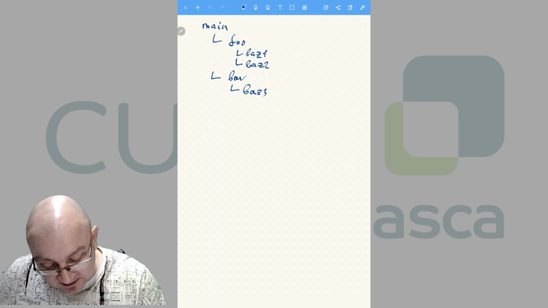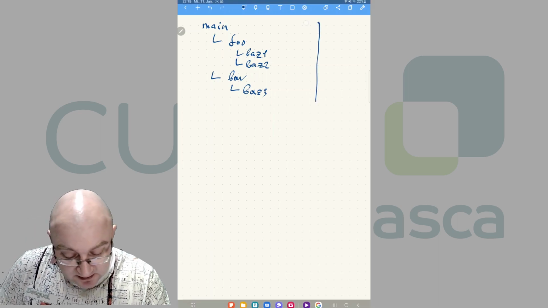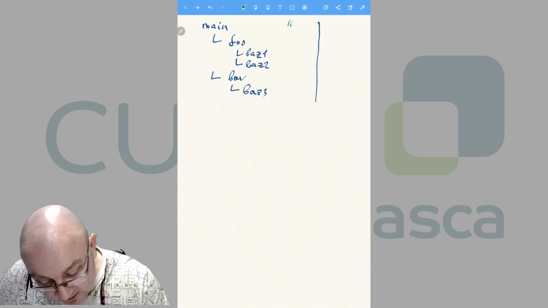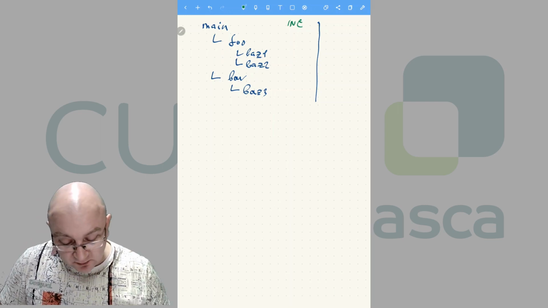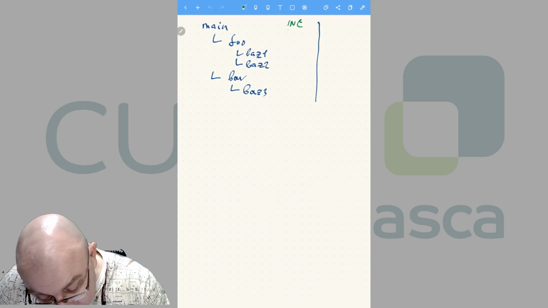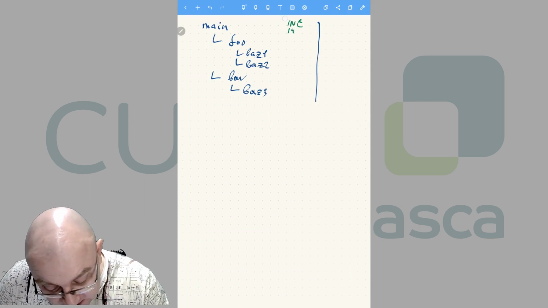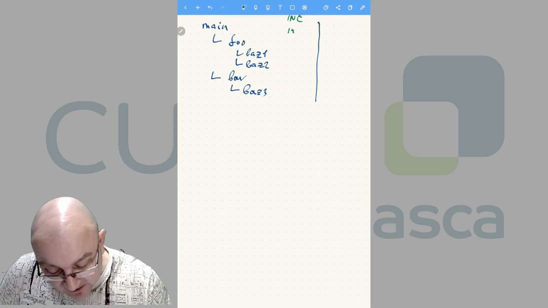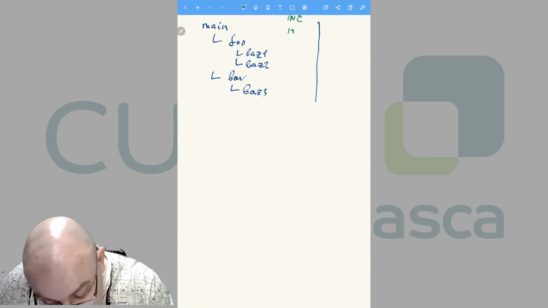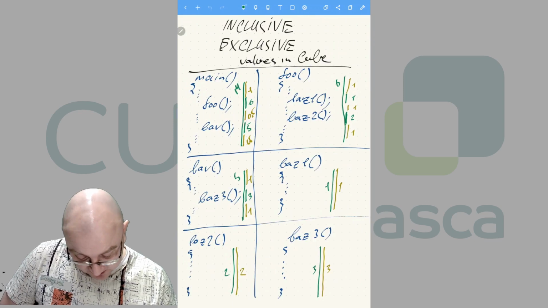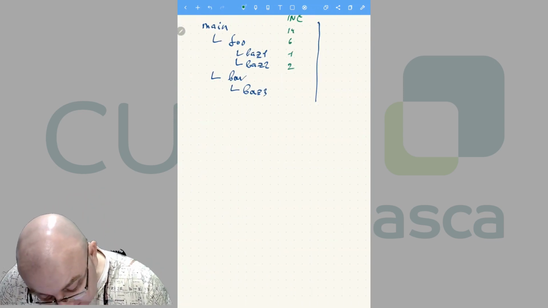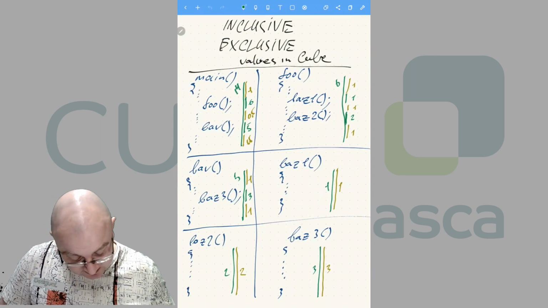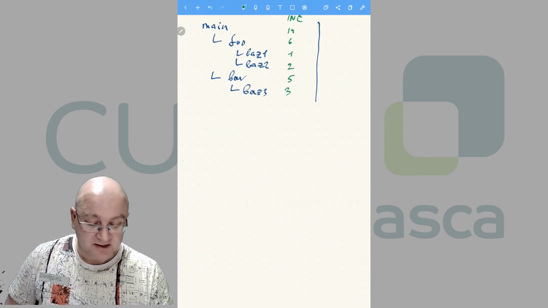So let's assign it here and see how it behaves. Let's go first with inclusive. Okay, main is 14. Foo is 6 seconds. Bats1 and bats2 are 1 and 2. And bar is 5. And bats3 is 3.